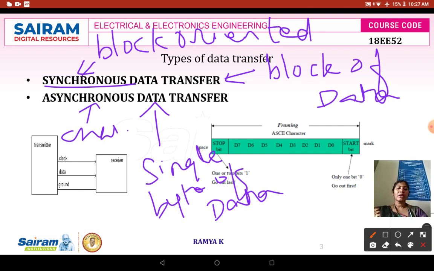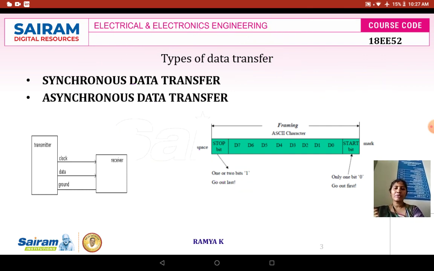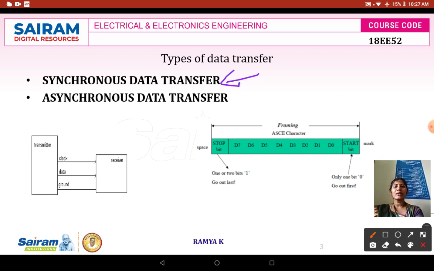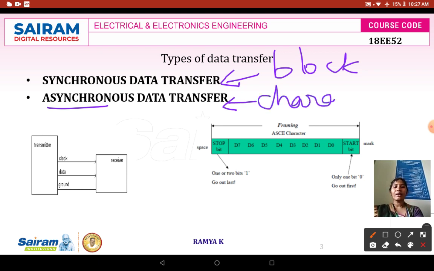transfer. So in synchronous data transfer, a block of data can be transmitted at once and hence it is called block oriented data transfer. Whereas in asynchronous data transfer, only a single byte of data can be transmitted at a time. Therefore, it is called character oriented data transfer.